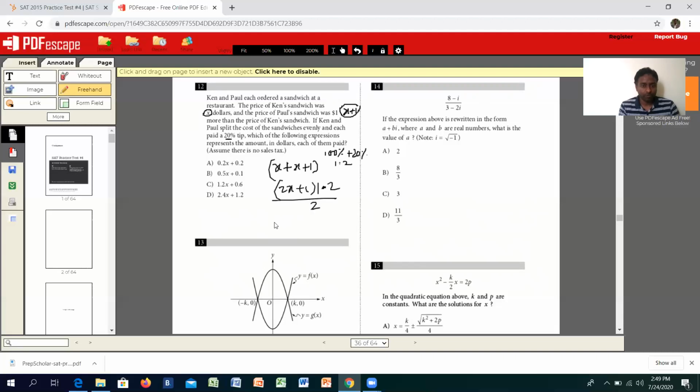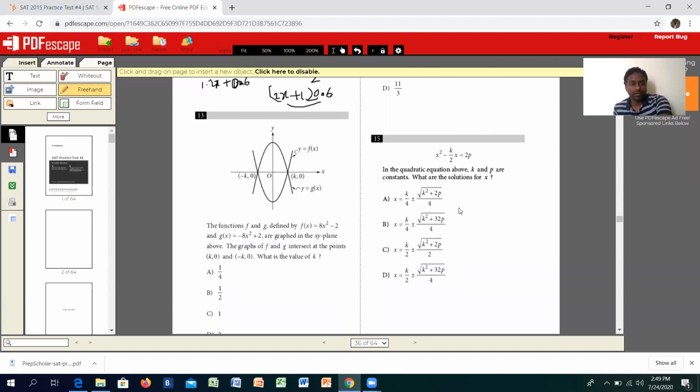So what would be the answer now? 2x plus 1, times 1.2 over 2, which will give me 0.6. Upon multiplying further, since we have to work it out and get the answer, 2 times 0.6 will give me 1.2x plus 0.6. 1 times 0.6 is 0.6. So which is the option? Option C. Moving on to the next question, question number 13.